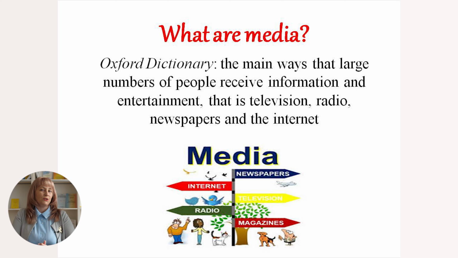You've done a great job, and now we are sure that you'll be able to easily pronounce all these words without any mistakes. But please take a second and think, what are all these words related to? Right, it's media. So, what are media, do you know? According to the Oxford Dictionary, media are the main ways that large numbers of people receive information and entertainment. That is television, radio, newspapers, and of course the internet.